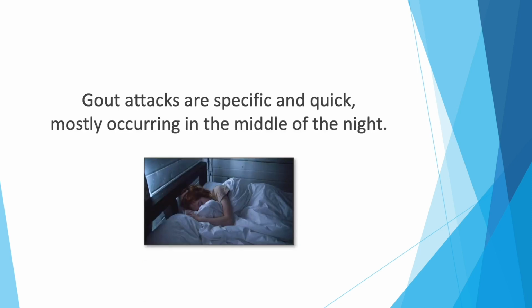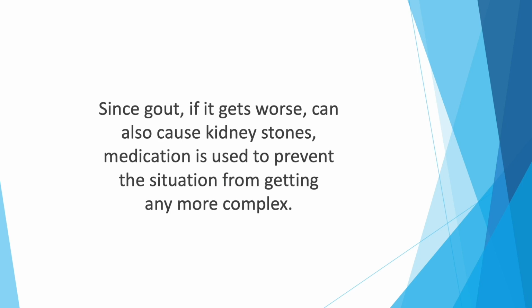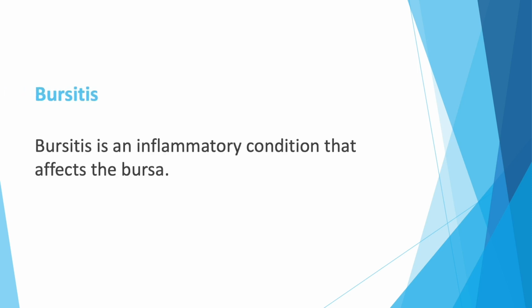Gout attacks are specific and quick, mostly occurring in the middle of the night. Medication is used to treat gout problems. It is used for reducing the symptoms and preventing future attacks. Since gout, if it gets worse, can also cause kidney stones, medication is used to prevent the situation from getting any more complex. Bursitis. Bursitis is an inflammatory condition that affects the bursa.